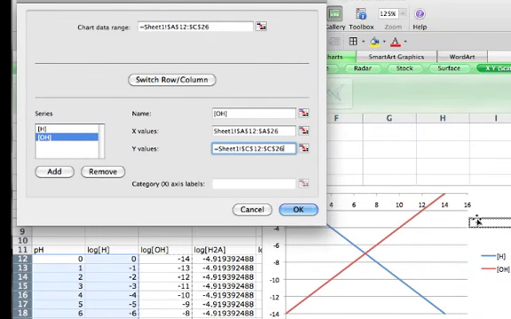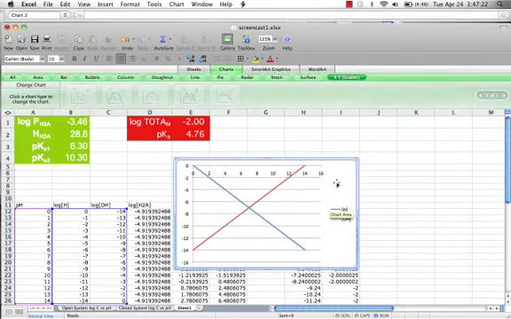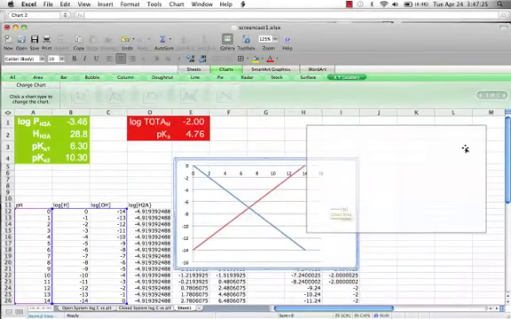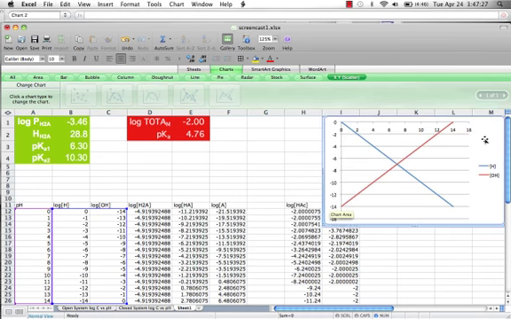Good. OK, so I'm going to click OK because I want to now move this out of the way so we can find our other concentrations. We'll place that over there.